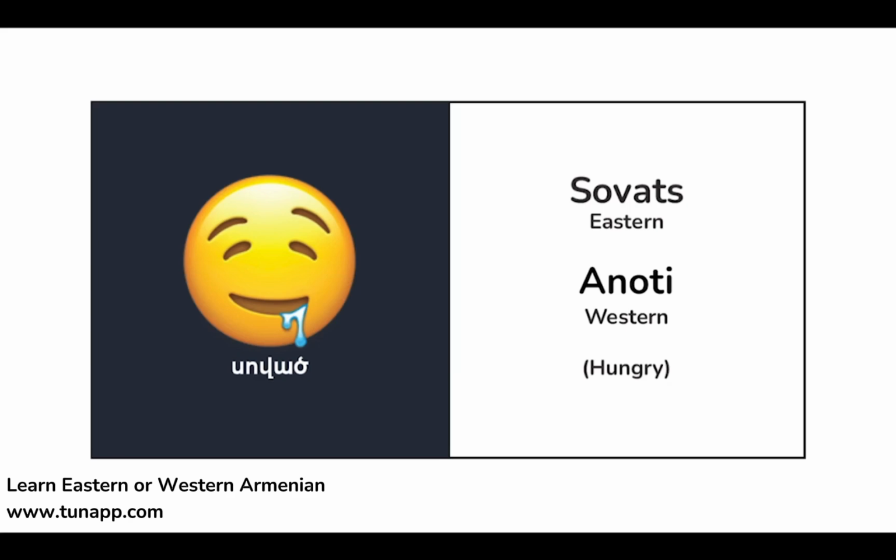Okay, let's have a look at the next one. Sovats or anoti, meaning hungry. In Eastern Armenian we say sovats. In Western Armenian we say anoti. Notice the difference between the two dialects here. We are using two entirely different words. Sovats, meaning hungry, or anoti, meaning hungry. Can you say this word in your dialect? We get you to repeat the words because it makes it easier for you to remember their meanings. Let's have a look at another one.